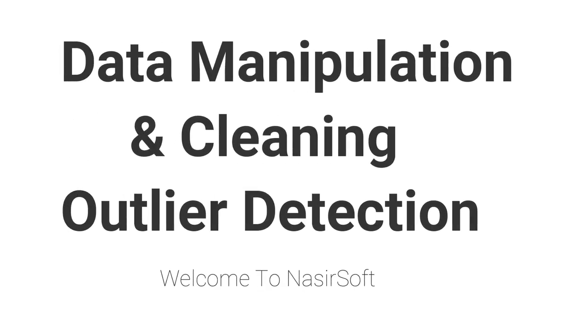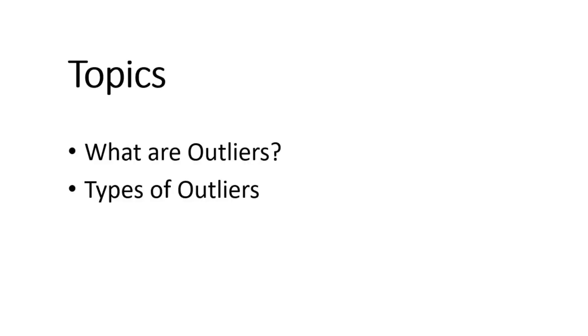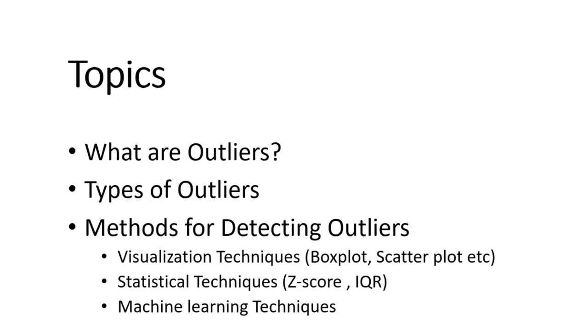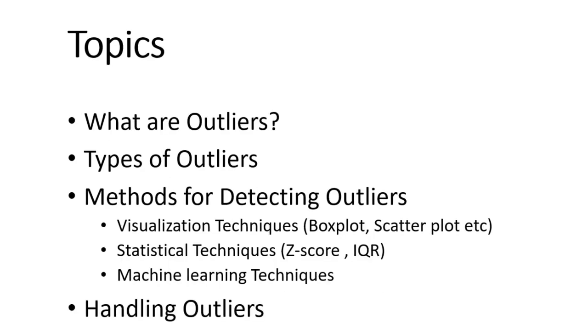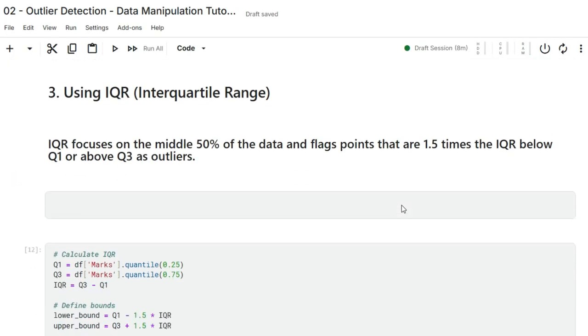This is the second video of the data manipulation and cleaning tutorial series, and in this video we will talk about one of the important topics, that is outlier detection. In this video you will be able to learn about outliers, the types of outliers, and the methods for detecting outliers. We'll talk about visualization techniques like boxplot and scatter plot. We will talk about statistical techniques like Z-score, IQR, and machine learning techniques. After that, I will show you how you can handle the outliers. After watching this video, you will be able to learn outlier detection, not only theoretically but also practically in Python code. So let's start.